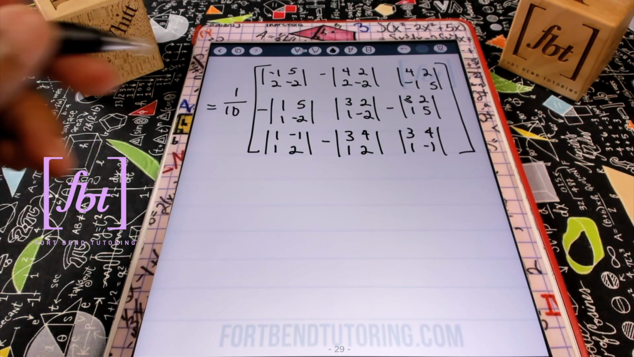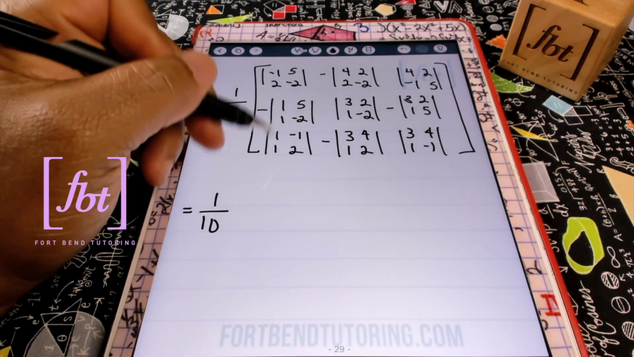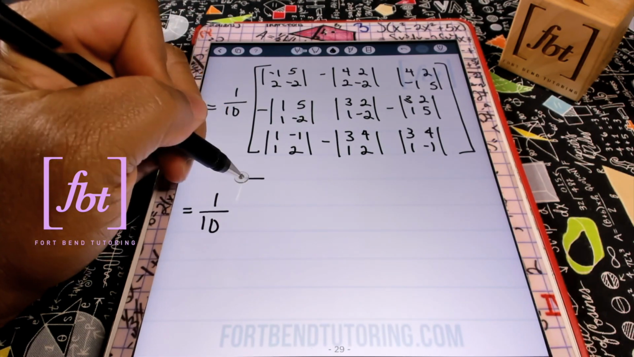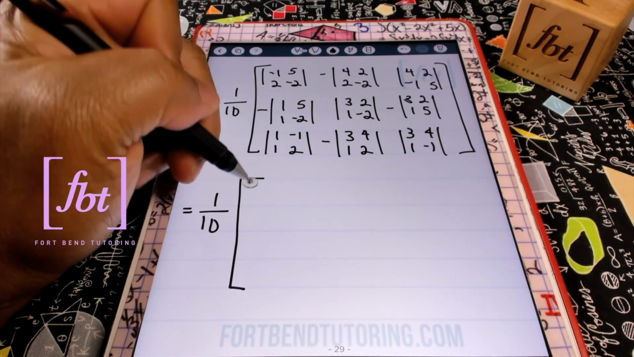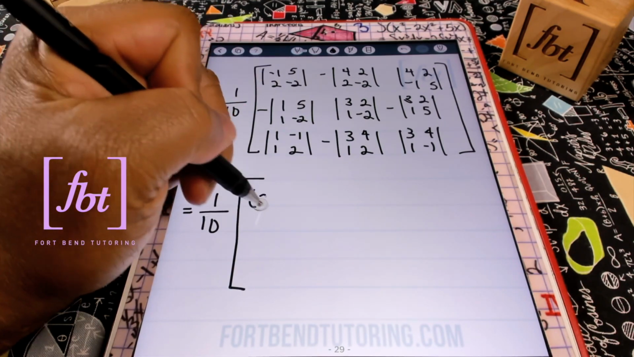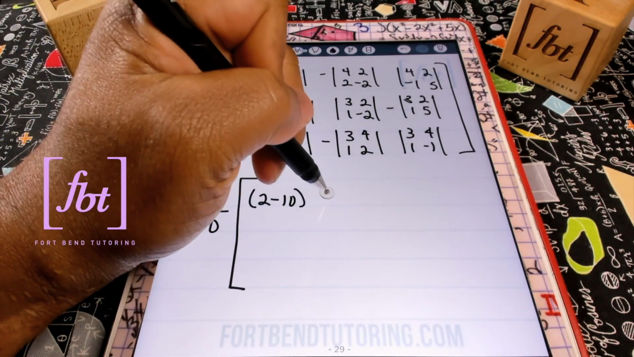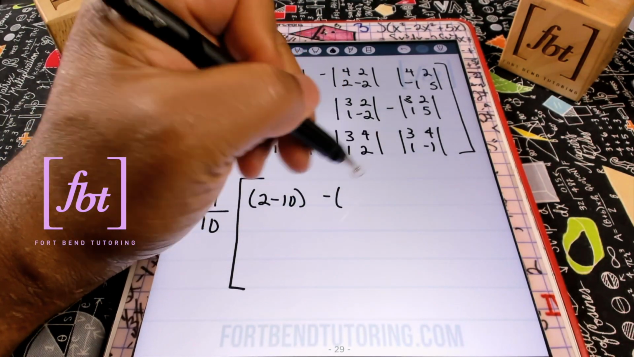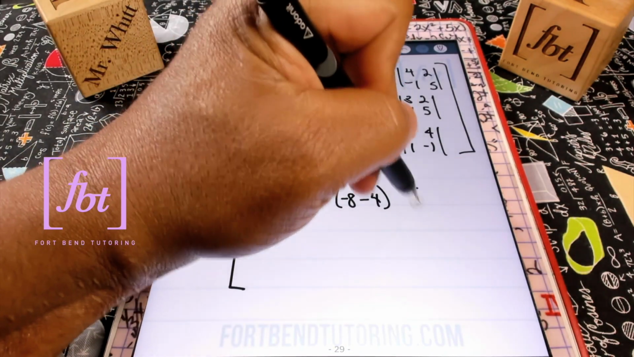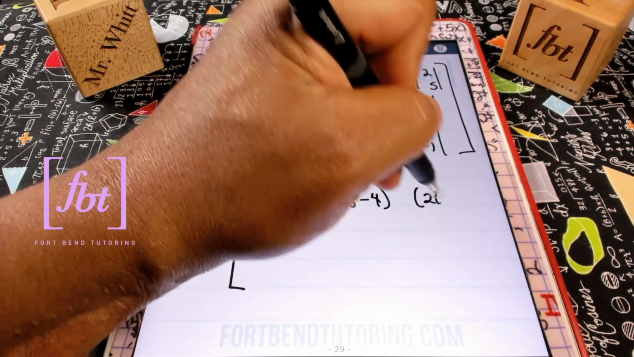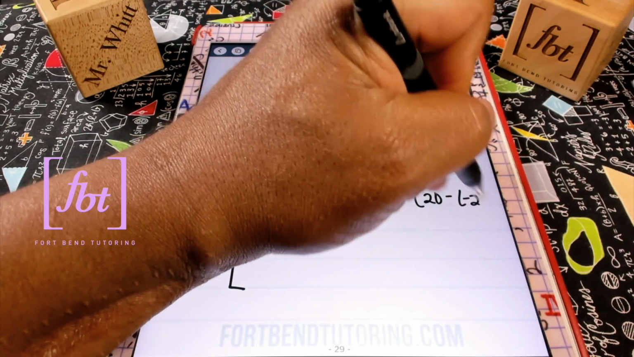From here, we're going to be bringing down our scalar. That's the 1/10. We're going to be finding the determinant of each one of these determinants here. So you're going to have negative 1 times negative 2 is 2, minus 2 times 5 is 10. Then you'll have the opposite of 4 times negative 2, which is negative 8, minus 2 times 2, which is 4. Then you'll have 4 times 5 is 20. 20 minus negative 1 times 2 is negative 2.